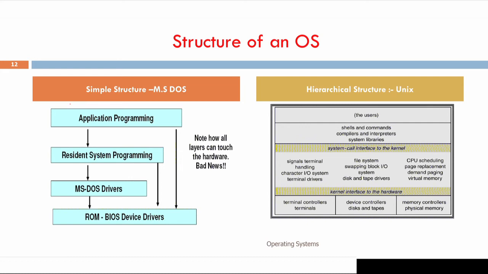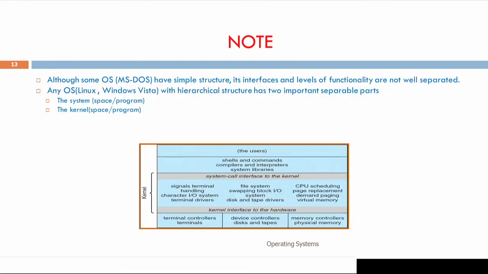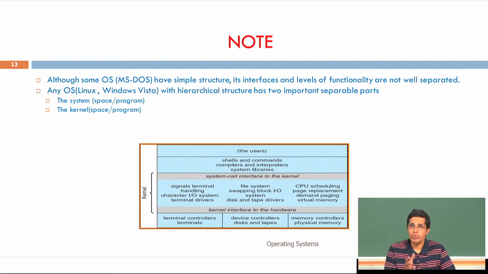Then there is a system call interface on top of it, and then you see there are shells and commands and compilers, and then of course the last one is the users. So you see there are at least 4 layers, and perhaps that's the reason why the x86 architecture has 4 privilege levels. Any OS like Linux, Windows, Vista will follow this hierarchical structure, and it has 2 important separable parts: the system space program and the kernel space program.